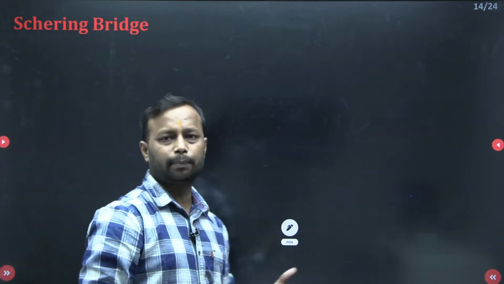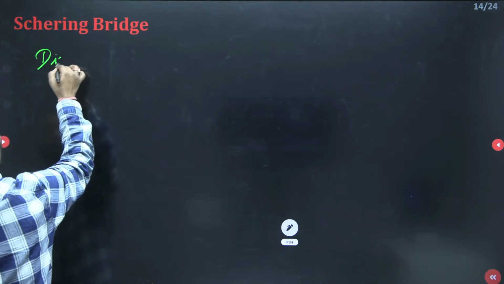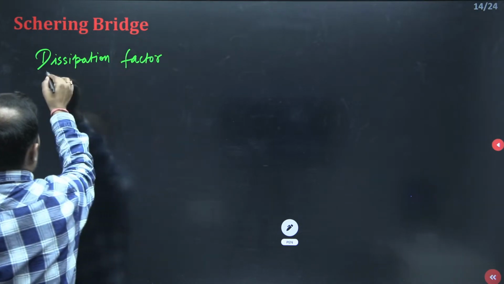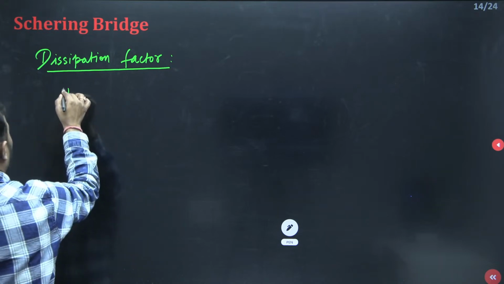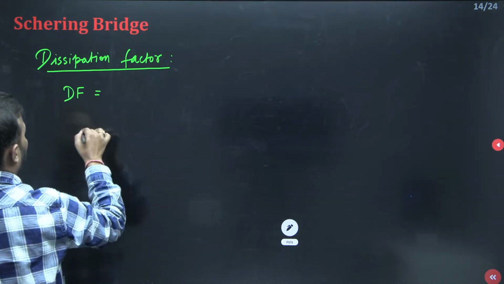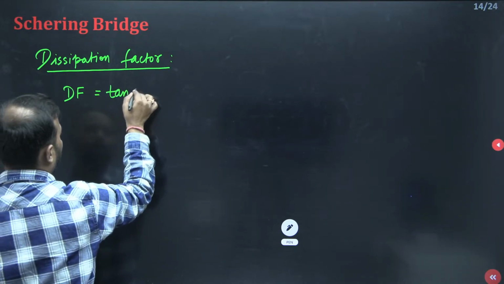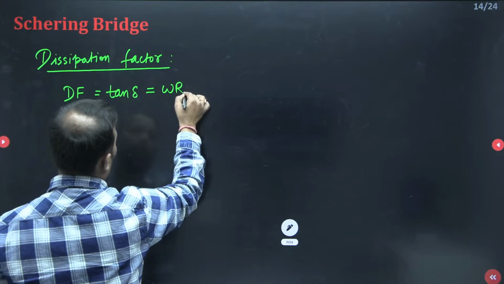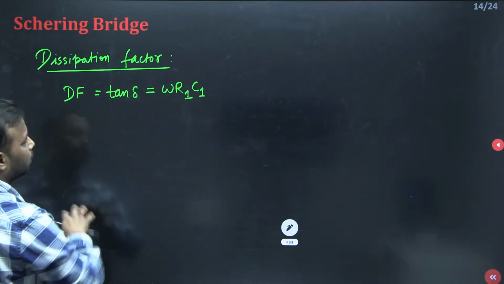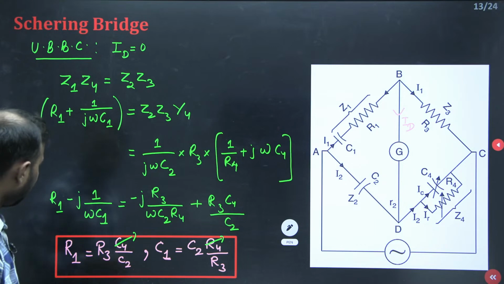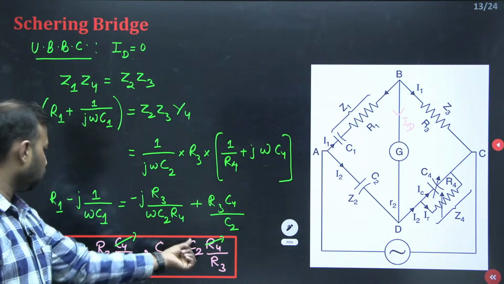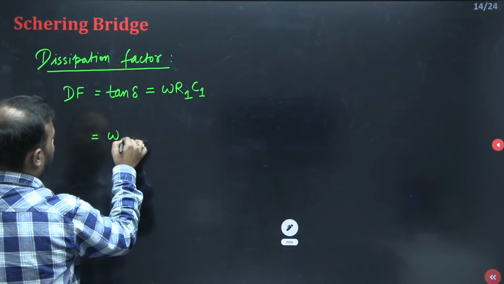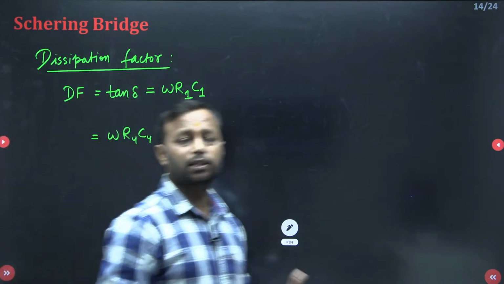Now let us calculate the dissipation factor. Dissipation factor DF is equal to what? Tan del. Del is the dissipation angle. So this is equal to omega R1 C1. Substitute the value. What are we getting? R1 C1 multiplied by C2 will be cancelled out, R3 will be cancelled out. So we are left with omega R4 C4. So this is your dissipation factor of a coil.